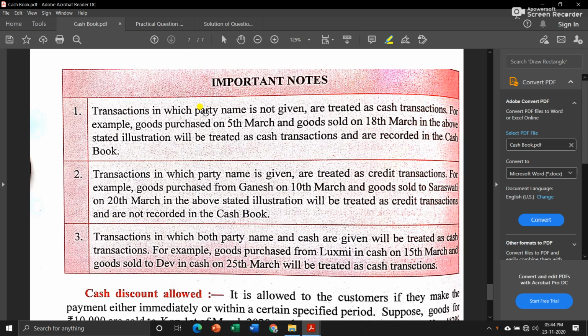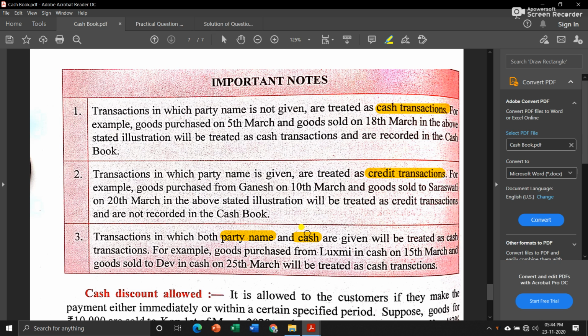Now transactions in which party name is not given, that time we will treat it as cash transactions. Then transactions in which party name is given, at that time we will treat it as credit transaction and we will not record it in our cash book. Then at last, transaction in which both party name as well as cash is given, then it will be treated as cash transaction and we will record it in our cash book.